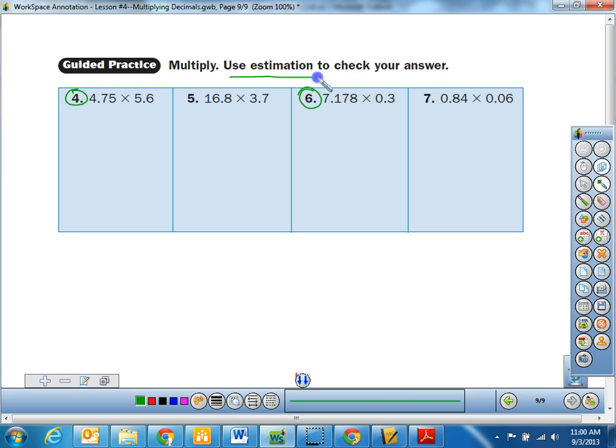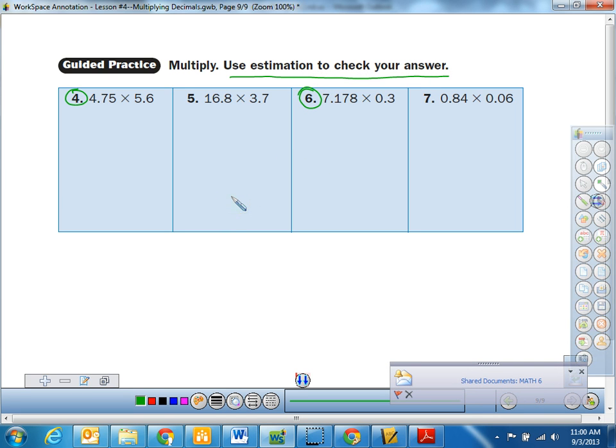So it says use estimation to check your answer. This is something that we should be doing all the time. Just to make sure that we're in the right ballpark is really all we need estimation for. So if we look at this one, I want you to do 4 and 6 on your own. We're going to look at 5 right now. If we look at 16.8, that's pretty close to what number? Remember, I want estimation just to see if I'm in the right area. So I might round this up to 20 and this to 4, just to make it easy. I know that I had to round up, so my answer should be a little bit less, but it should be close to 80, somewhere in there.